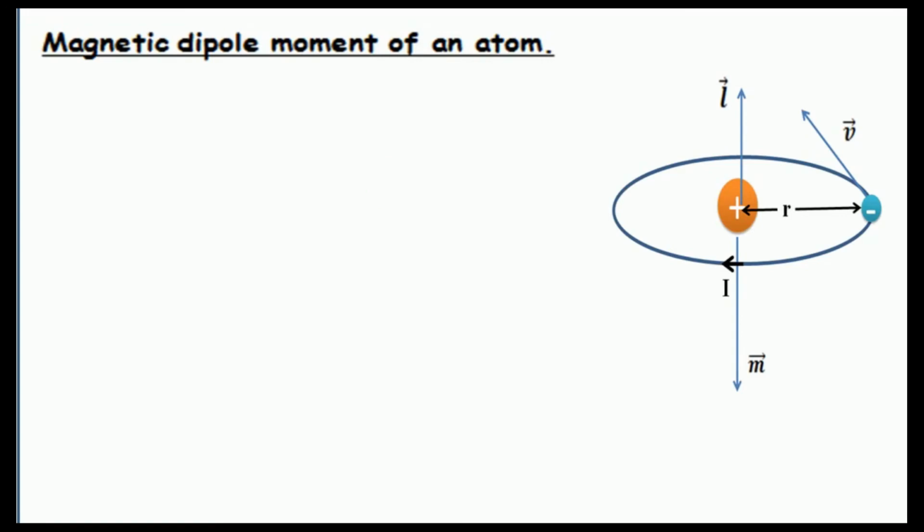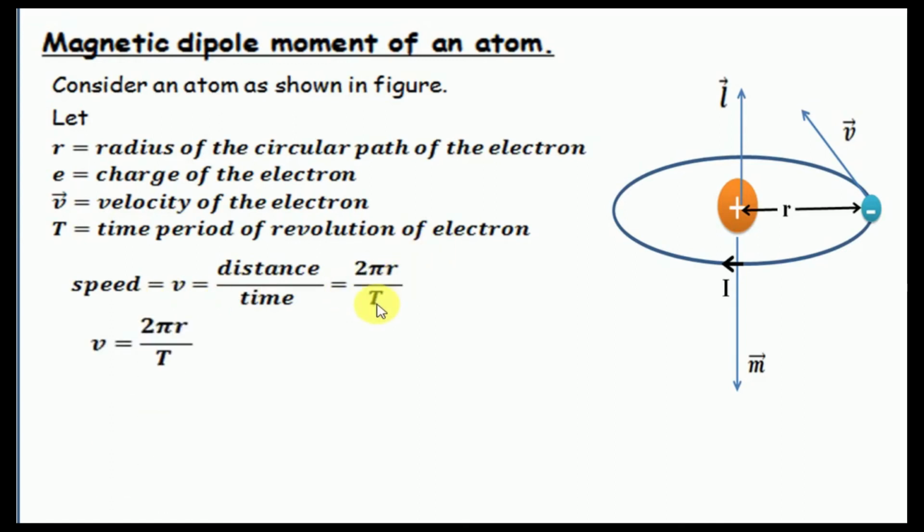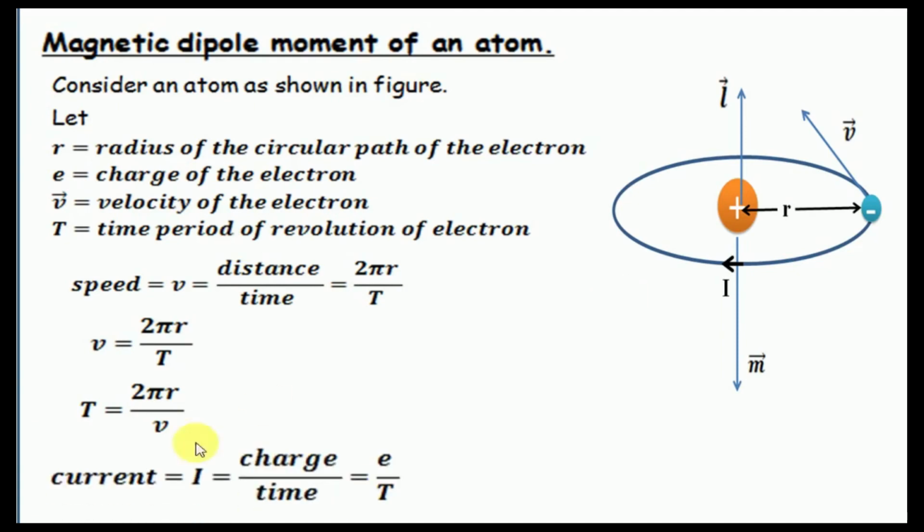So now let's derive the magnetic dipole moment of an atom. I'm considering the same case out here. These are the things which we have already discussed, and t is the time period for the revolution, the time it takes to complete one revolution around the nucleus. So we know speed is equal to distance by time, so v is equal to 2 pi r by t and t is equal to 2 pi r by v. So this is the time required by the electron to complete one revolution.